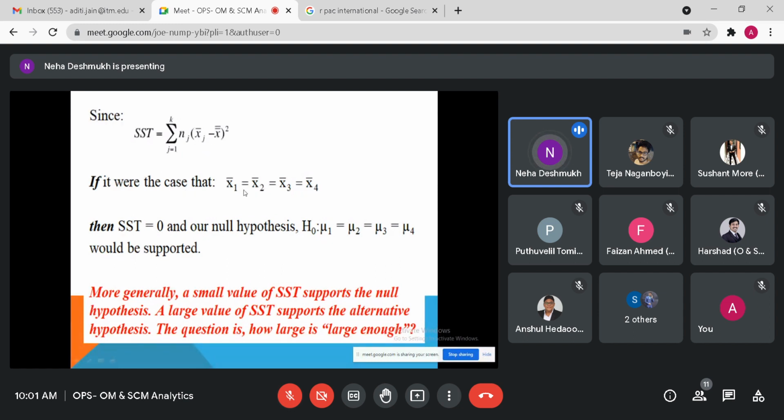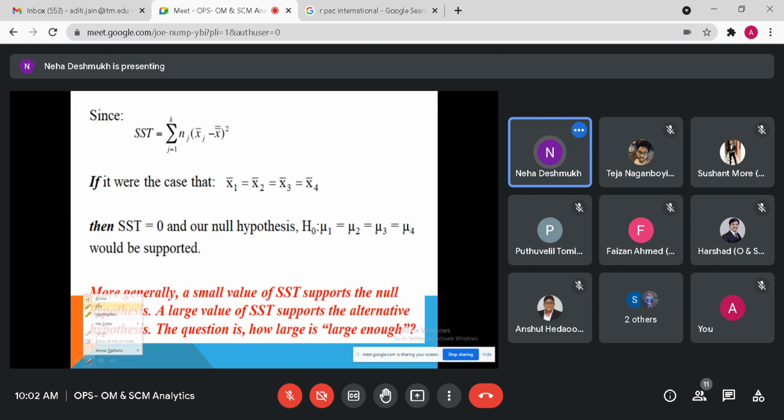If this were the case, you will get SST equal to 0, and the null hypothesis would be supported. A small value of SST supports the null hypothesis. A large value of SST supports the alternative hypothesis. Remember it. A small value of SST means it is closer to 0. It supports the null hypothesis because in that case x1, x2, x3, x4 will be equal. If all are equal, the difference will be equal to 0. What does it mean? It supports the null hypothesis, right?